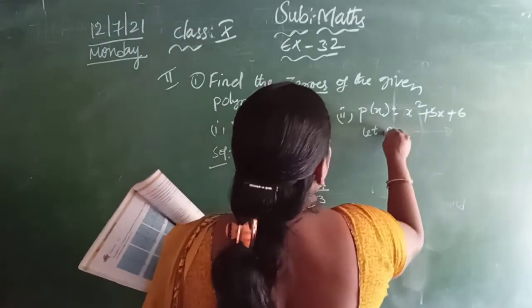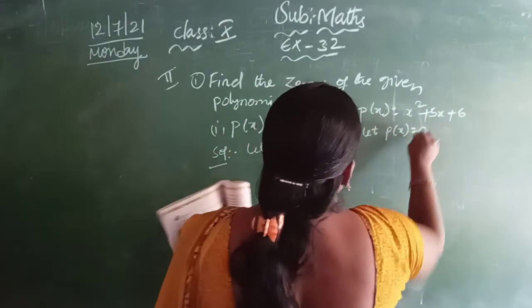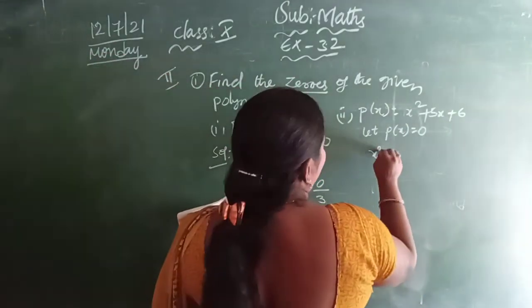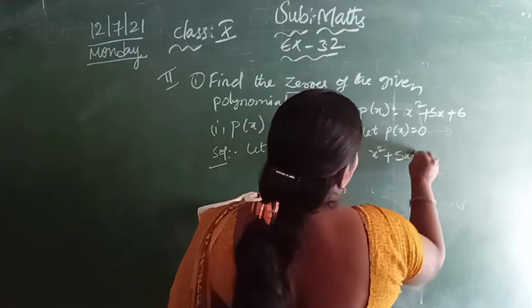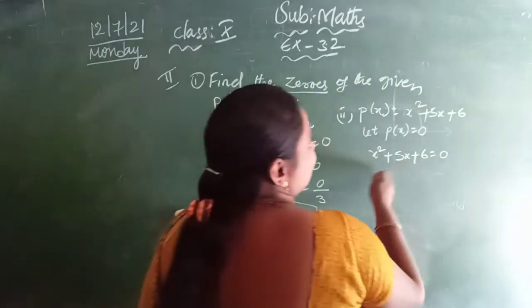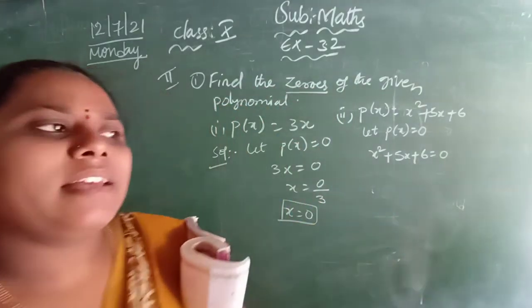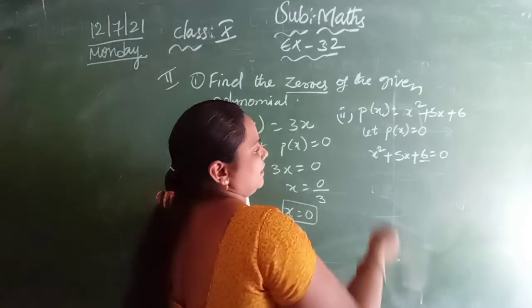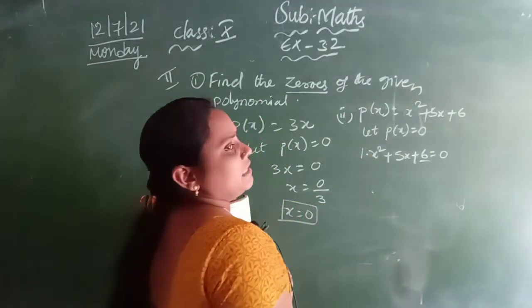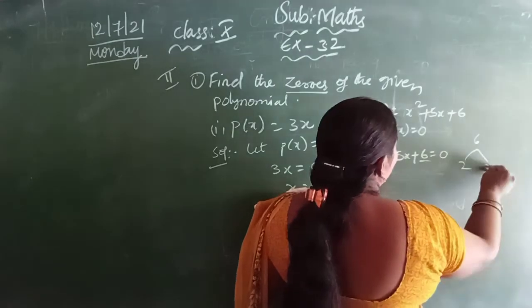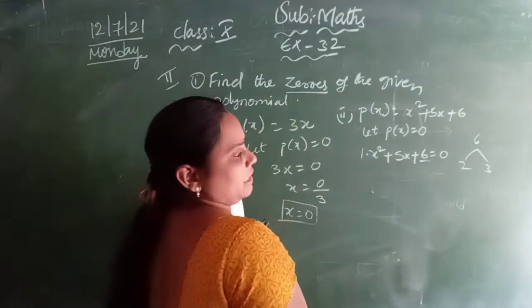Second problem: P of x is equal to x square plus 5x plus 6. Let P of x be 0, so x square plus 5x plus 6 is equal to 0. To find the zeros, we have to factorize the equation. The constant term is 6 and the coefficient of x square is 1. So 1 times 6 is 6. What are the factors of 6? 2 times 3 is 6.